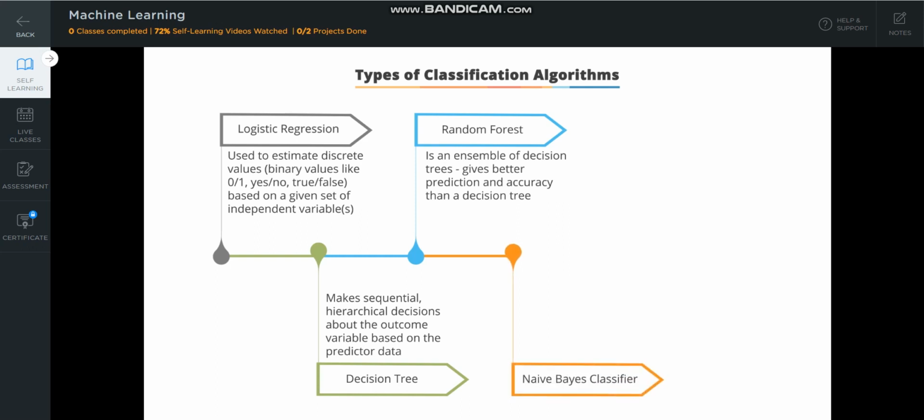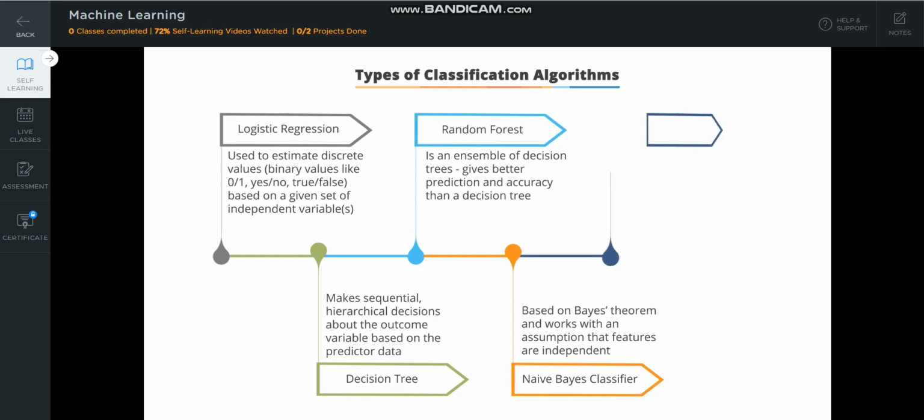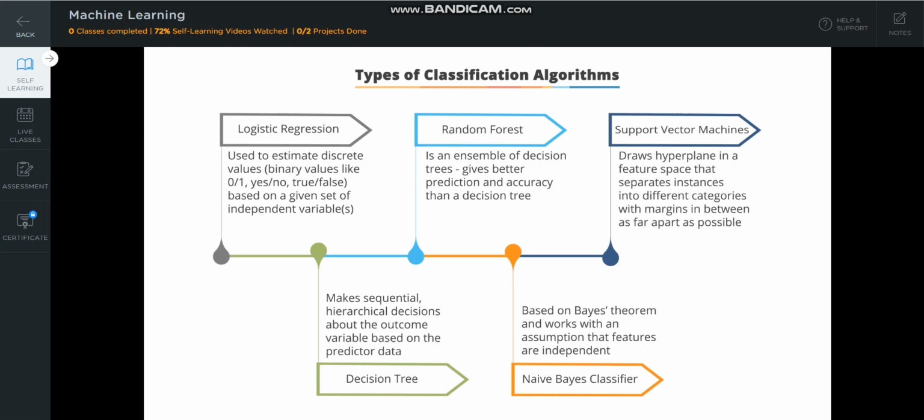Naive Bayes classifier. It is based on Bayes' theorem and works with the assumption that features are independent. Support vector machines, SVM, draw a hyperplane in a feature space that separates instances into different categories with margins in between as far apart as possible.